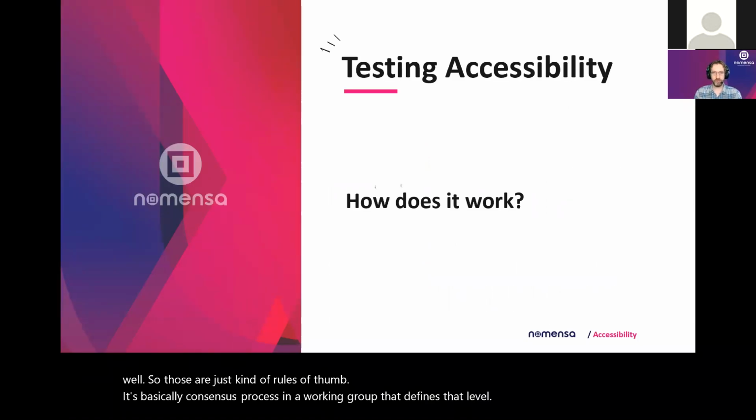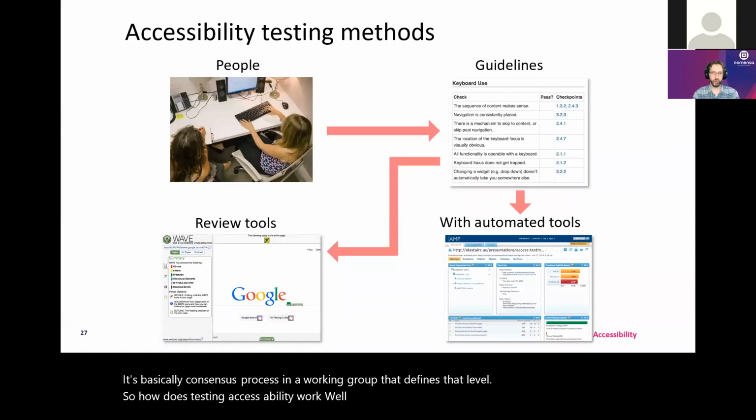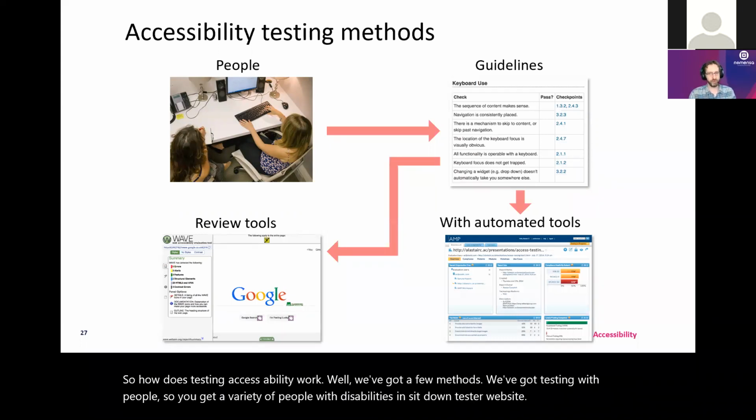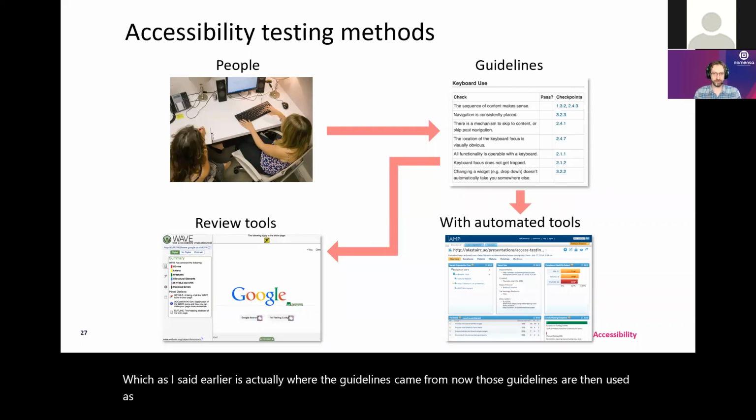So how does testing accessibility work? Well, we've got a few methods. We've got testing with people. So you get a variety of people with disabilities in, sit down, test a website, which, as I said earlier, is actually where the guidelines came from. Now, those guidelines are then used as a foundation for automated testing. And also there are certain review tools.